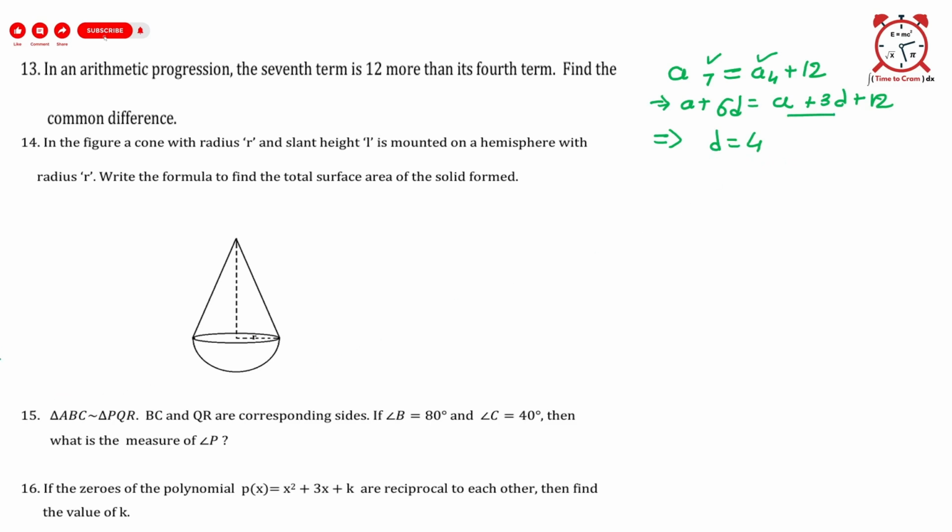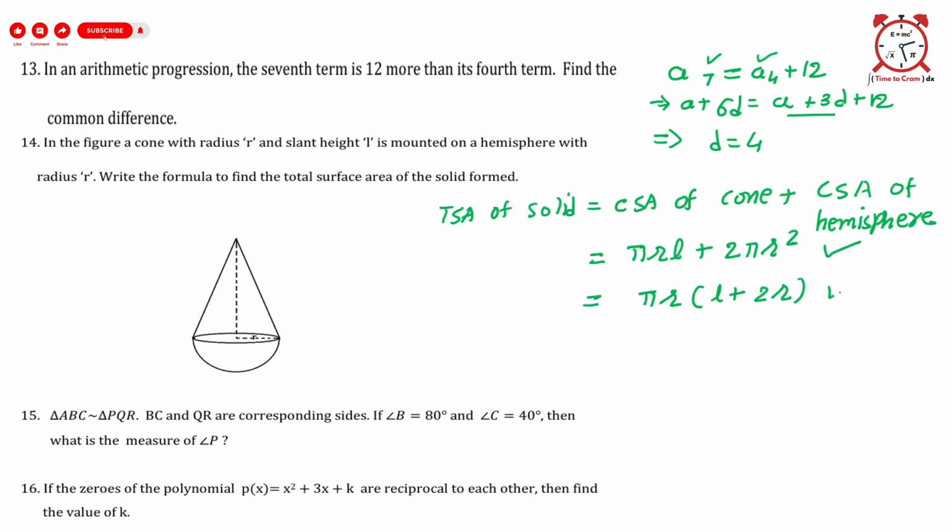Next question: in the given figure, a cone with radius r and slant height L is mounted on a hemisphere with radius r. Write the formula to find the total surface area of the solid. So TSA of solid equals CSA of cone plus CSA of hemisphere. The respective formulas we kept here. This answer is valid, and if we take out the common pi r, then that answer is also valid.